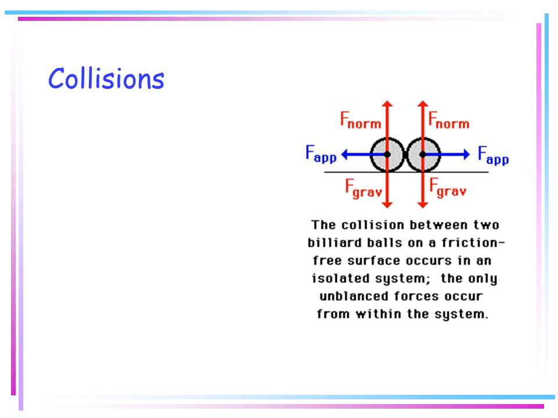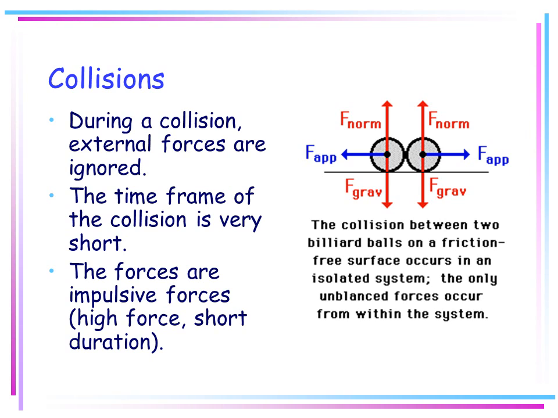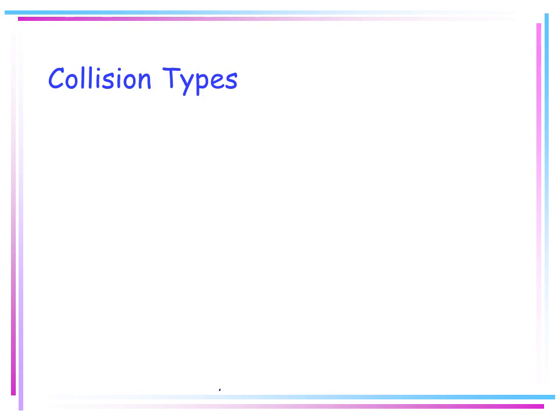So if we have a collision, this could be the collision between two billiard balls, and this would be the free body diagram. The only unbalanced forces are from within the system, so we can have conservation of momentum. We ignore all external forces. The time frame of the collision is very short. And remember, impulsive forces are typically high force, short duration.